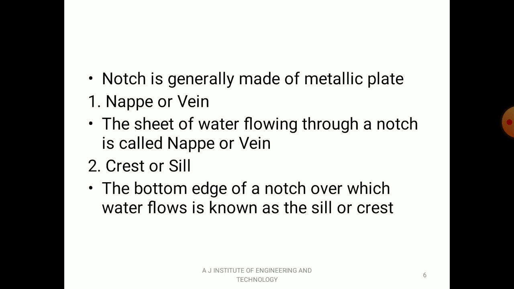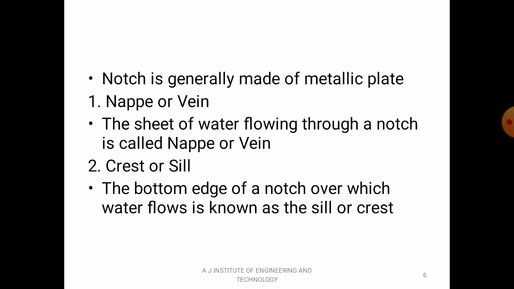Notch is generally made up of metallic plate. So there's a difference. If they ask you to differentiate between notch and weir, you can write that a notch is a small opening, whereas a weir is a concrete structure constructed across an open channel. Again, the notch is made up of metallic plate, whereas the weir is made up of masonry structure or concrete. So those are the differences.